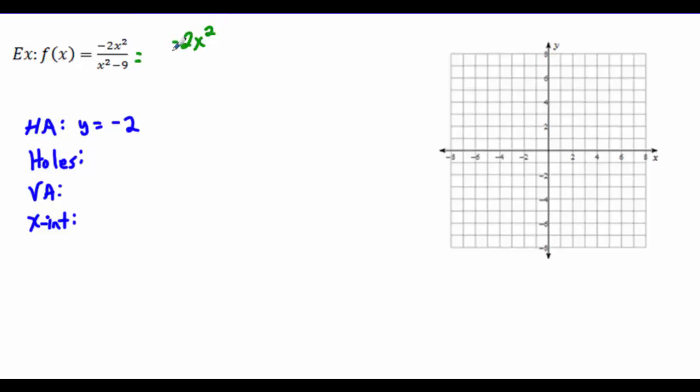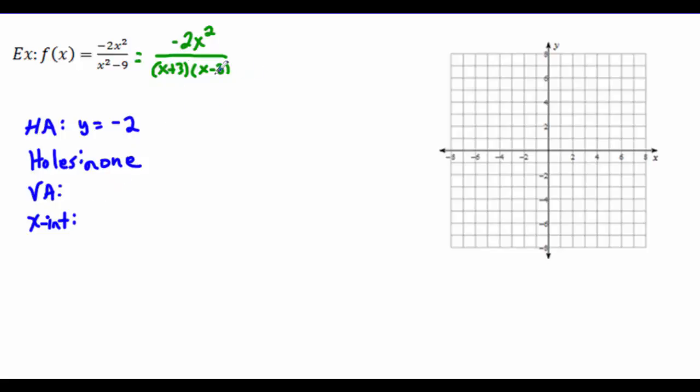So x squared minus 9 splits up into x plus 3 and x minus 3. And nothing cancels here because there's not an x plus 3 or an x minus 3 on top. There's not an x or an x squared on bottom. So again, we have no holes. I think we'll have holes on the next one. So if you've been worried about there not being any holes, don't worry.